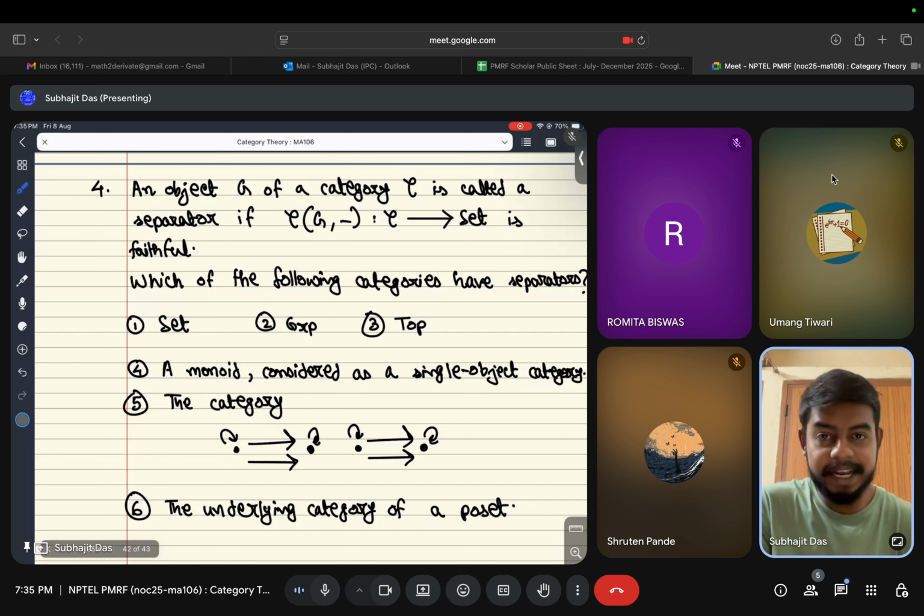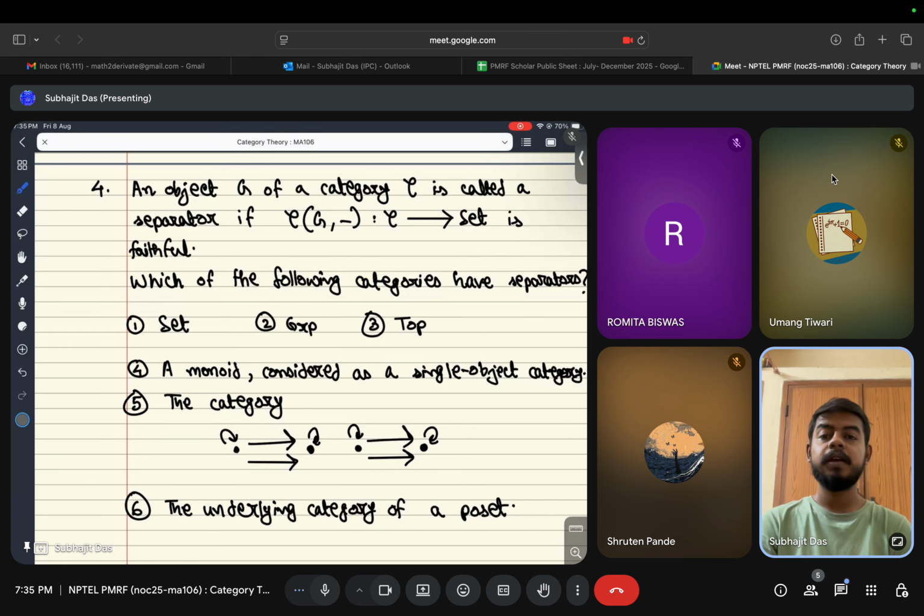Okay, let's come to the next problem. This is also related to one of the problems in your assignment this week, which talks about the notion of a separator, also sometimes called a generator. So what is it exactly? An object G of a category C is called a separator if the functor represented by G, or rather co-represented by G, is faithful. So you know what a faithful functor is, right?